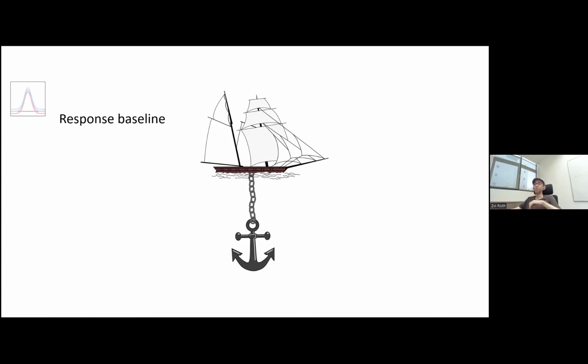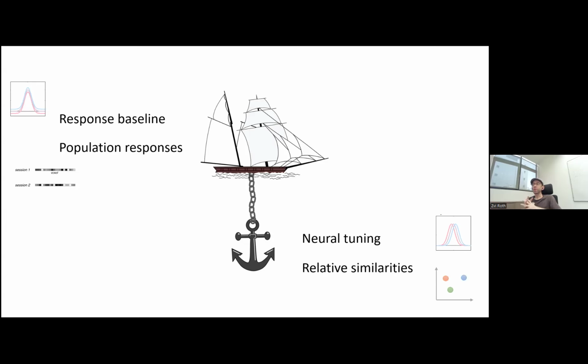We saw that the response baseline is changing and population responses are changing over time. But other aspects of tuning, such as gain, tuning width, and the stimulus preference, seem to be stable. And finally, the relative similarity between responses to different stimuli remains stable.